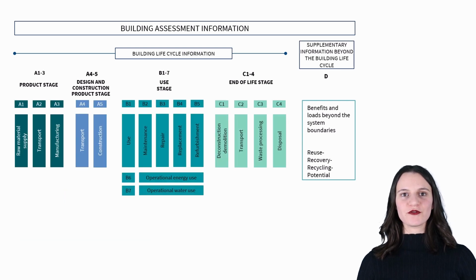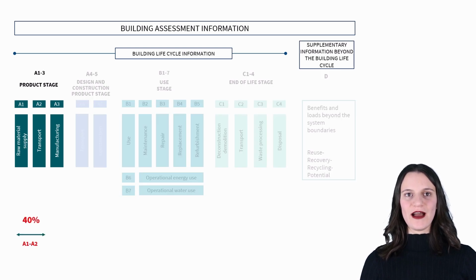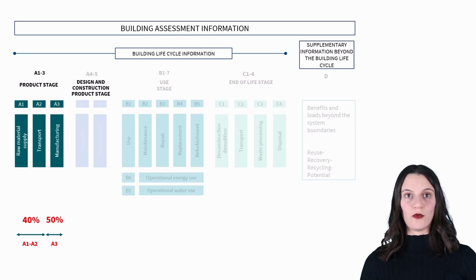Each module contributes to the overall environmental impact of glass to a different extent. The stages A1 to A3 are associated with the highest environmental impact over the glass life cycle. In a cradle-to-gate analysis, the stages A1 and A2 account for approximately 40% of the global warming potential associated with flat glass. These stages include the extraction and transportation of raw materials such as silica sand, soda ash, dolomite, and limestone. Then the manufacturing alone contributes about 50% to the total global warming potential.